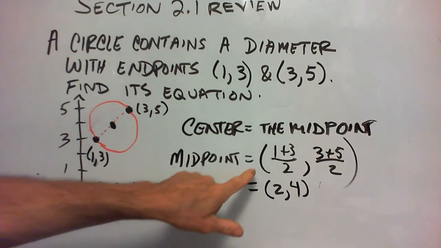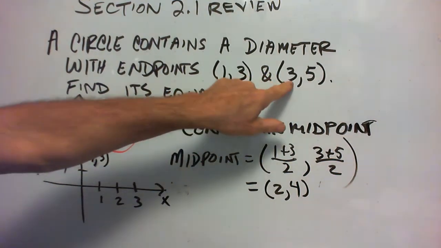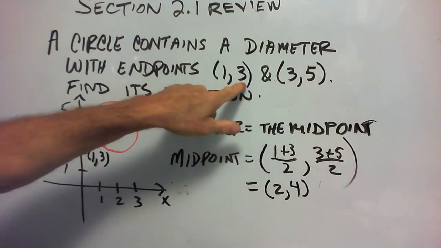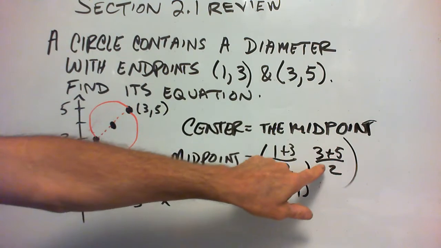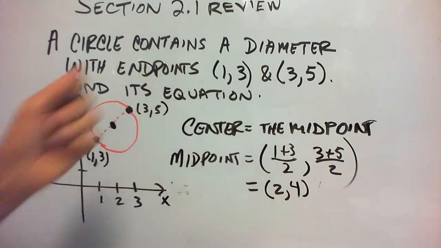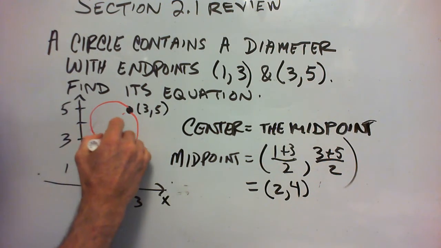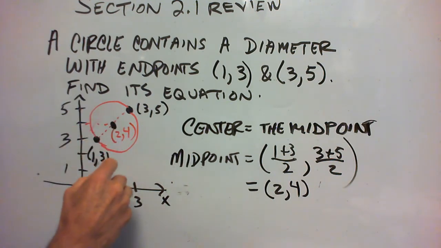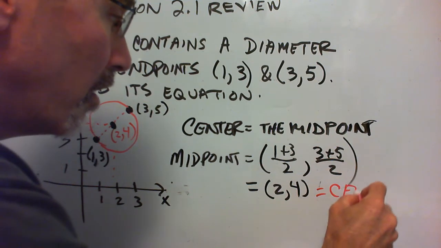And when we use that midpoint formula, we have (x1 plus x2) divided by 2. That's the average of the two. (y1 plus y2) divided by 2, the average of the two y values. Add them up and divide by 2. So we get a midpoint of (2, 4), which from our graph is right about where it appears to be, (2, 4). So that's our center.